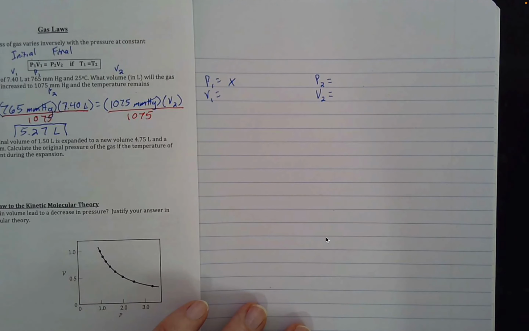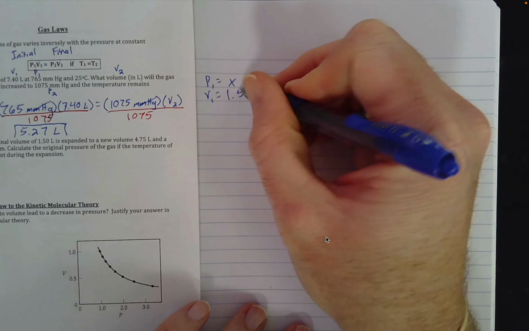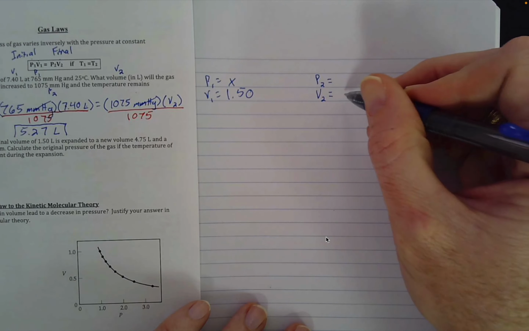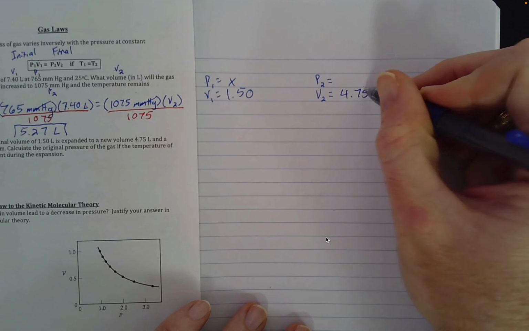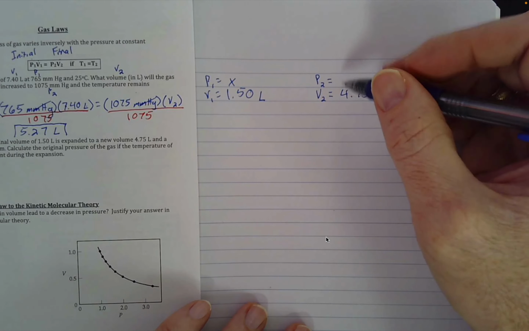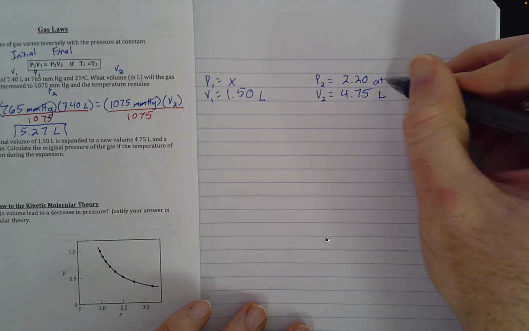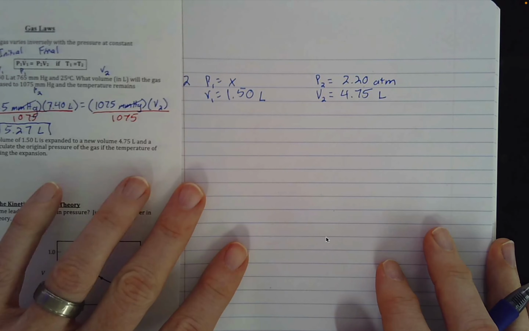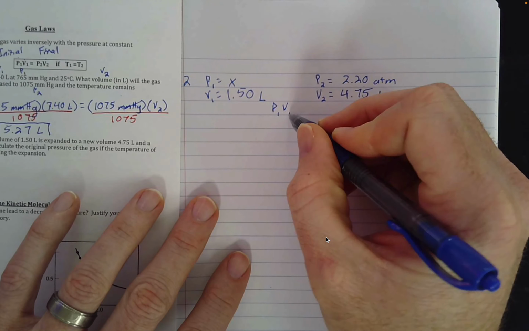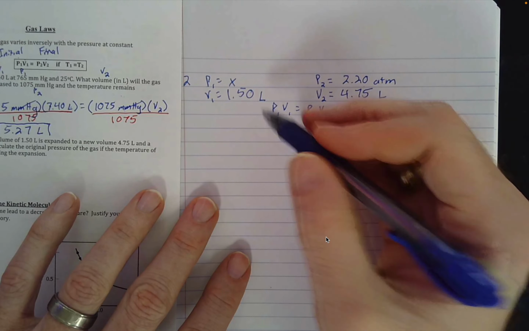So that's our X value, right? Now, our original volume was 1.50, and then our second volume was 4.75. Both of those are liters. And then the new pressure was 2.20 atmospheres. Okay. So the formula is, just to refresh your memory, P1V1 equals P2V2. So you just plug in the numbers again.